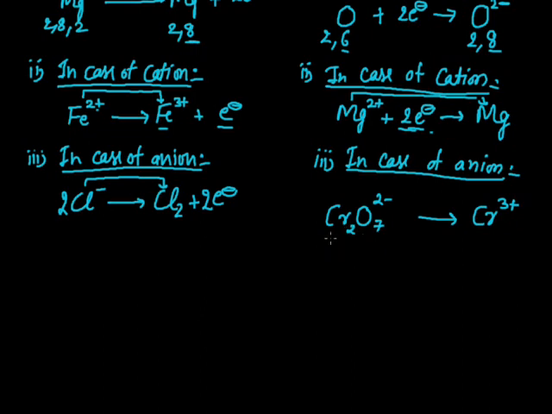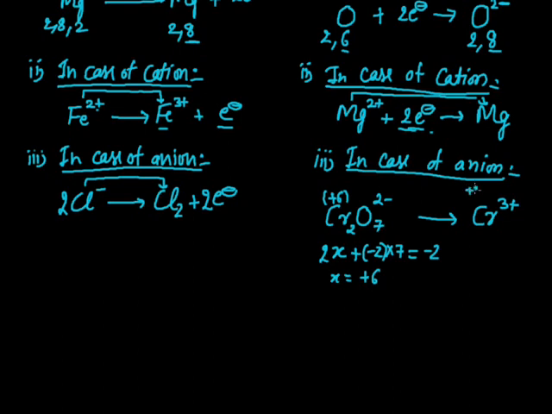Now there is a need to find out the OS of chromium in dichromate ion. So firstly, we consider that the chromium has an OS of +X. Now we can put X. Here 2 atoms of chromium are present, so we multiply it by 2, plus OS of oxygen is -2, and here 7 atoms of oxygen are present, so we multiply it by 7, and this is equal to the total charge. Total charge is -2, and after solving this equation we will find X is equal to +6.